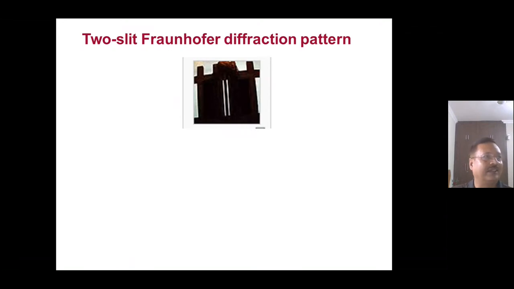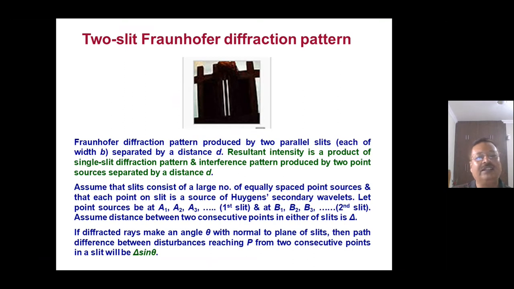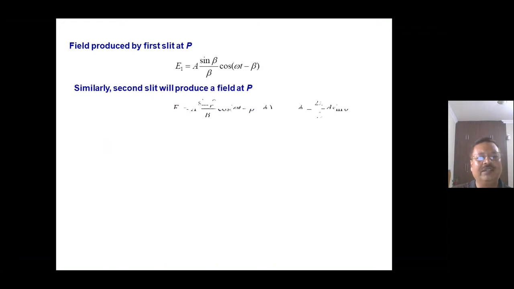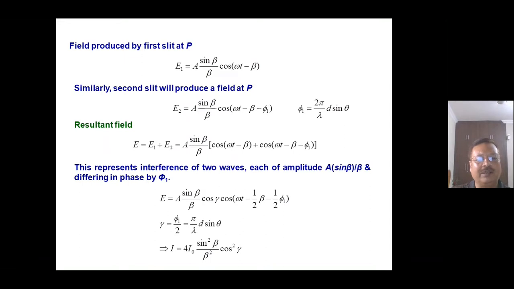Now, if I consider a two slit diffraction pattern, you place one slit and another slit close to it. Both the slits we can deal with mathematically independently, but we have one additional parameter here, that's the distance between the two slits, which I denote by small d. All the mathematical treatment remains the same, we just introduce that small d parameter. What we get is I becomes 4 times I naught sine square beta by beta square into cos square gamma, where gamma is given by pi d sine theta by lambda. So that's the expression we have.